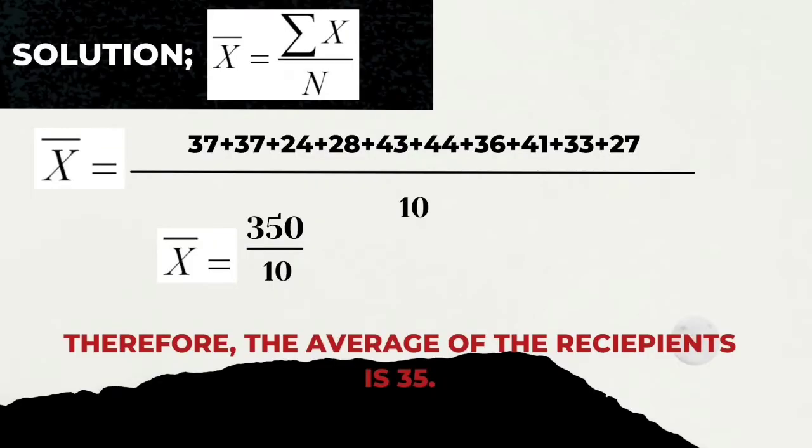Since the given example is for ungrouped data, we're going to use the formula x bar equals summation of x over small n. That means we are looking for the sample mean. We're going to add all the data given, so we have 37 plus 37 plus 24 plus 28 plus 43 plus 44 plus 36 plus 41 plus 33 plus 27 equals 350. Divided by 10 equals 35. Therefore, the average age of the recipients is 35.